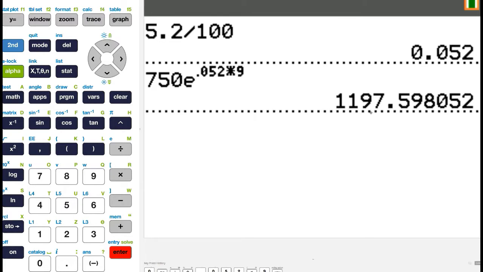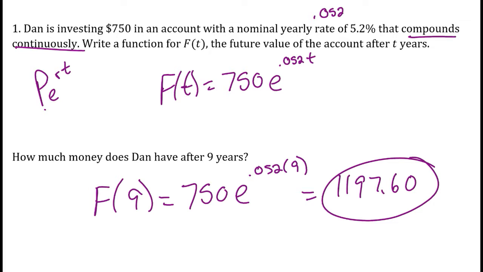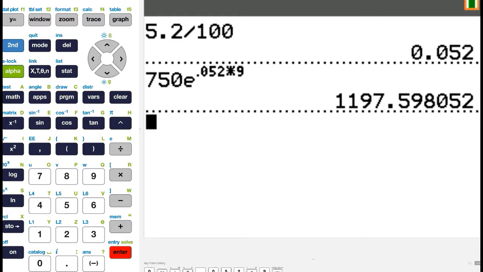So how much money is Dan going to have? Well, $1,197, and we look at the third place. I'm going to round up. So 59 rounds up to 60. So 1197.60. That's how much money Dan will have after 9 years: $1,197.60.